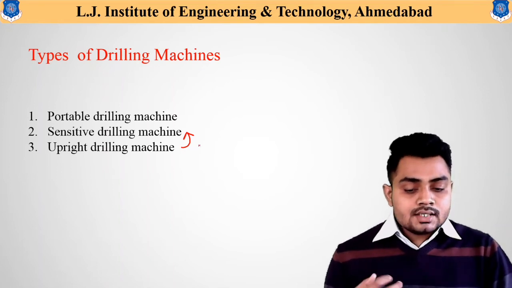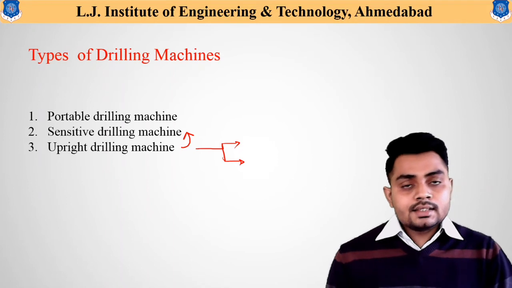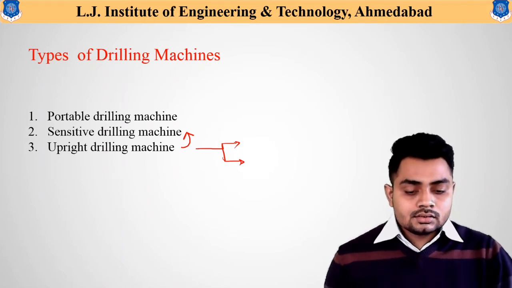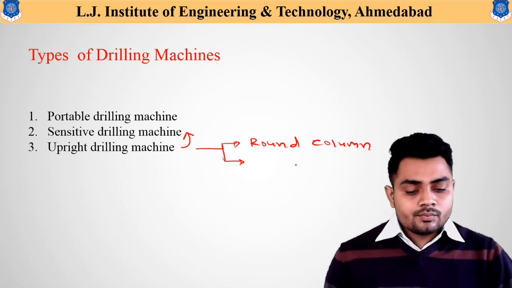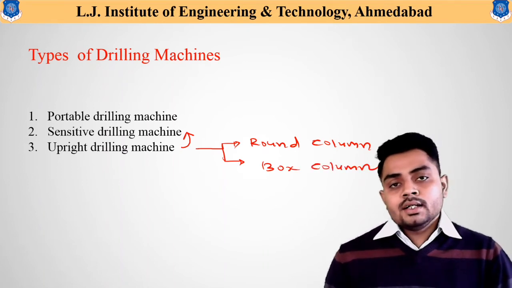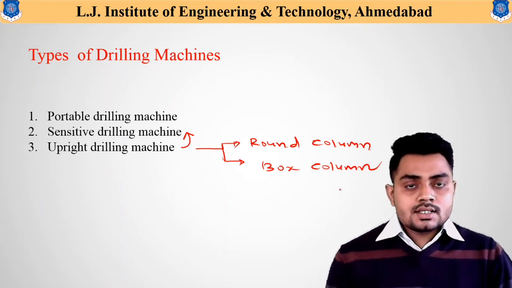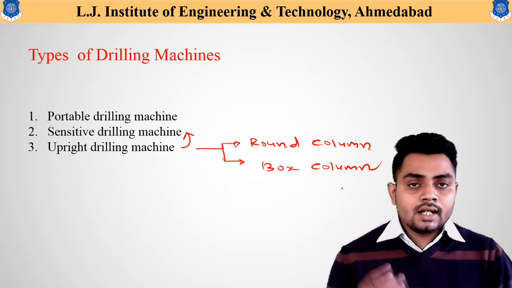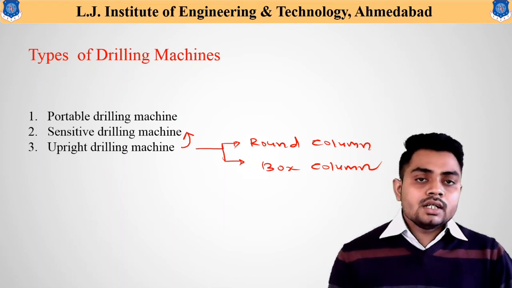So in this upright drilling machine, according to the column adjusted, these are divided as the round column upright drilling machine and the box column upright drilling machine. So the shape of the column is used as a support for the movement of the entire arm of that drilling machine or the particular table.